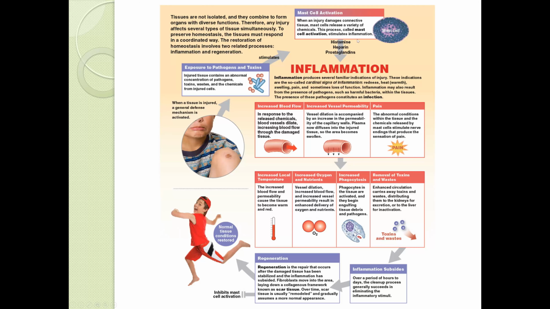For example, we talked about mast cells being one of those cell types that you can find in connective tissue proper. And mast cells are one of the initiators of inflammation. We mentioned earlier that they release histamine and heparin. They can also release prostaglandins. So when your tissue is damaged, it's the mast cells that initiate that process of inflammation.